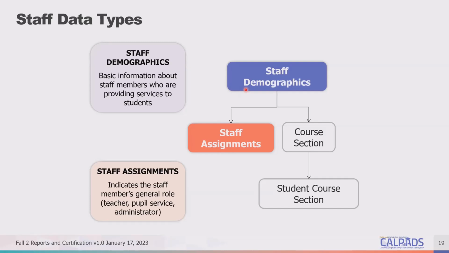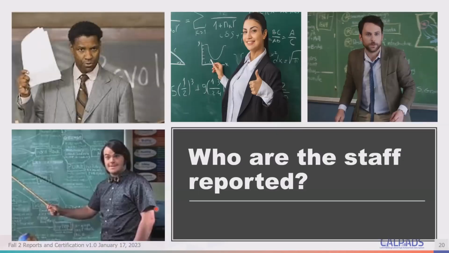After submitting the staff demographics, you also have to submit the staff assignments. The staff assignments essentially tell us what roles these staff members are playing at the district, right? Are they teachers? Are they credentialed pupil service staff? Or are they credentialed administrators? So the key word here is credentialed, right? So what does that mean?